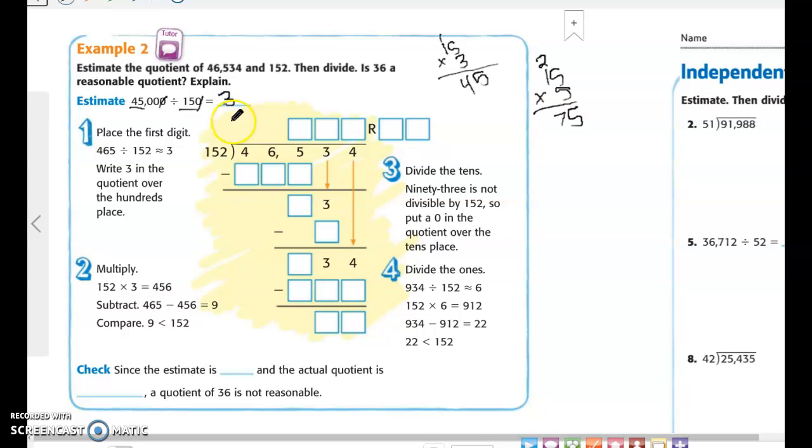And how many zeros did I have left? I had 1 and 2 that were not crossed off, so I'm going to put them. So when I divide 45,000 by 150, I get 300. So let's go ahead and solve this.